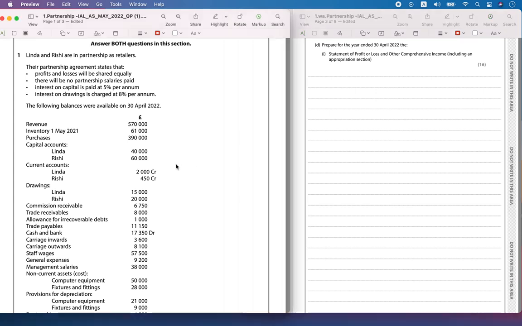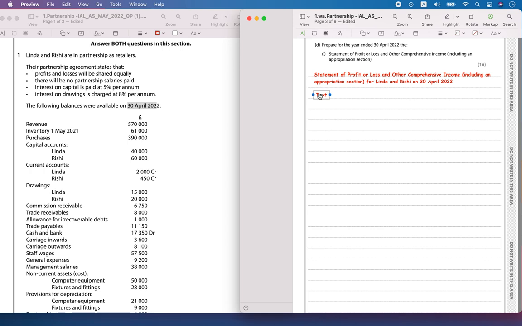Hello, today we are going to solve May 2022 paper, question number 1, and this is part D. Prepare things that's going to come here. So first one is the revenue. Then we will have cost of revenue. The next one is cost of sales we have to find.